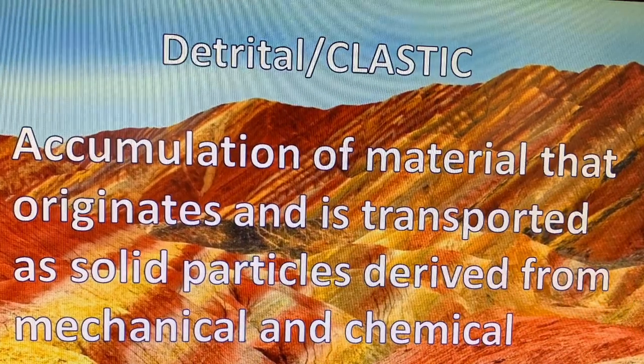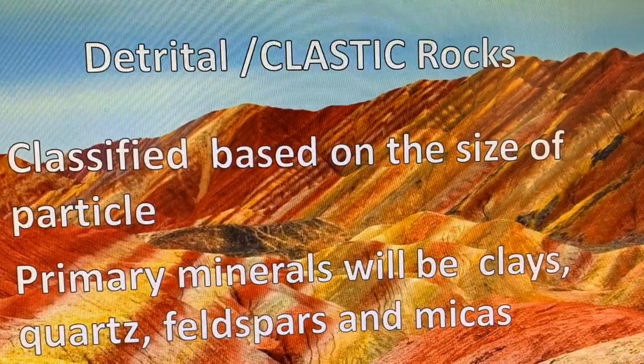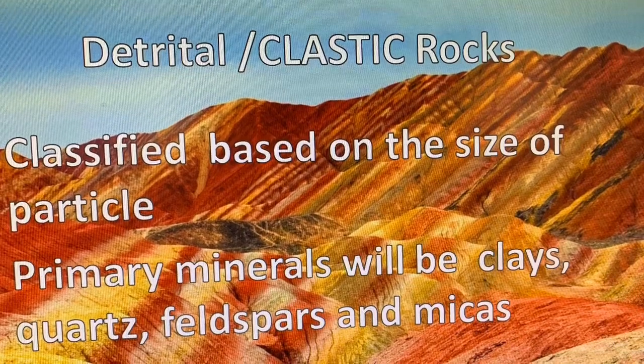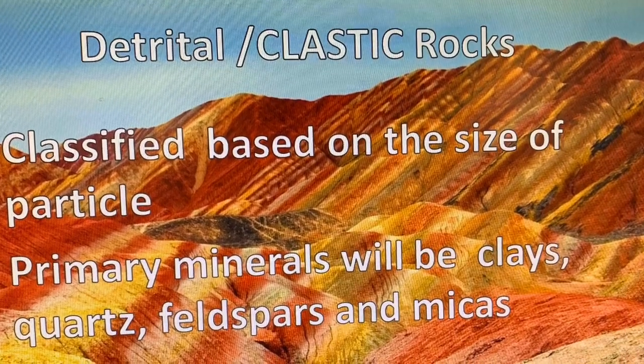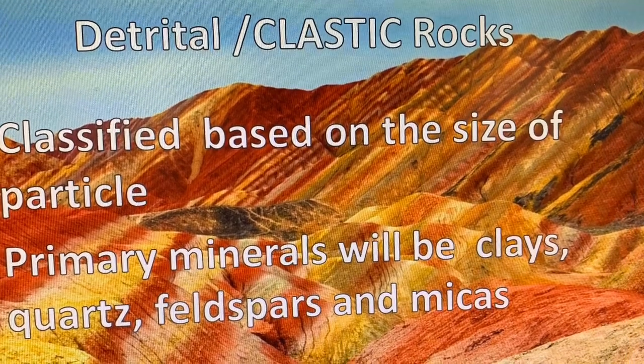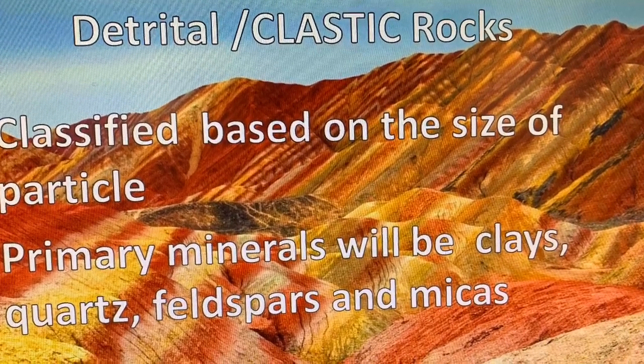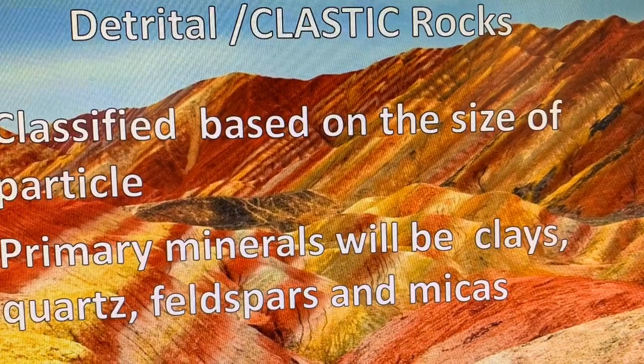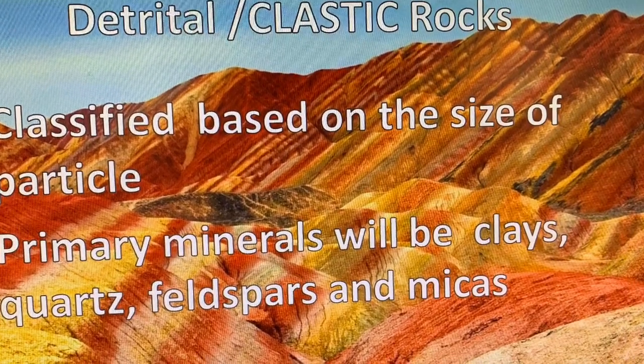Now, how do we tell one detrital rock, one clastic rock from another? We do it based on the size of the particles. So we look at what the diameter of the particles is, and that's how we classify the types of rocks. In terms of what's inside of it mineral-wise, you're going to have mostly clays, feldspars, and micas. All this stuff is on your reference table.